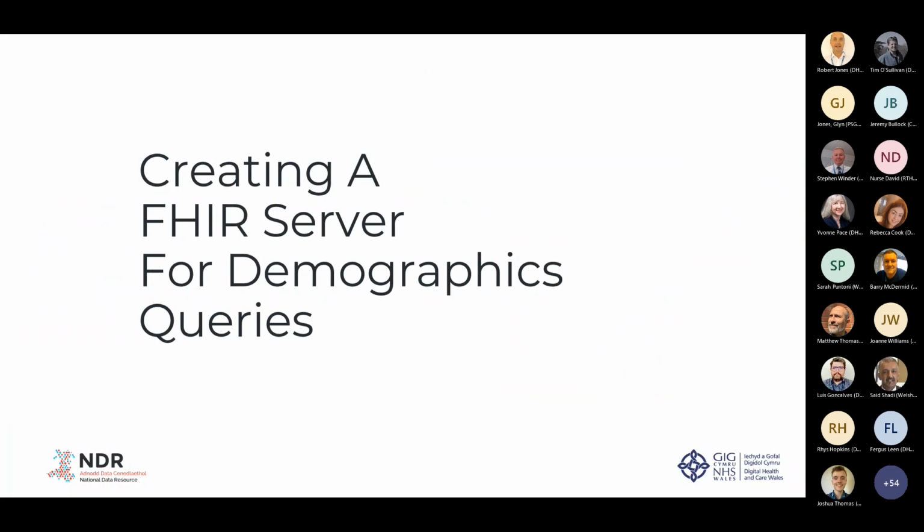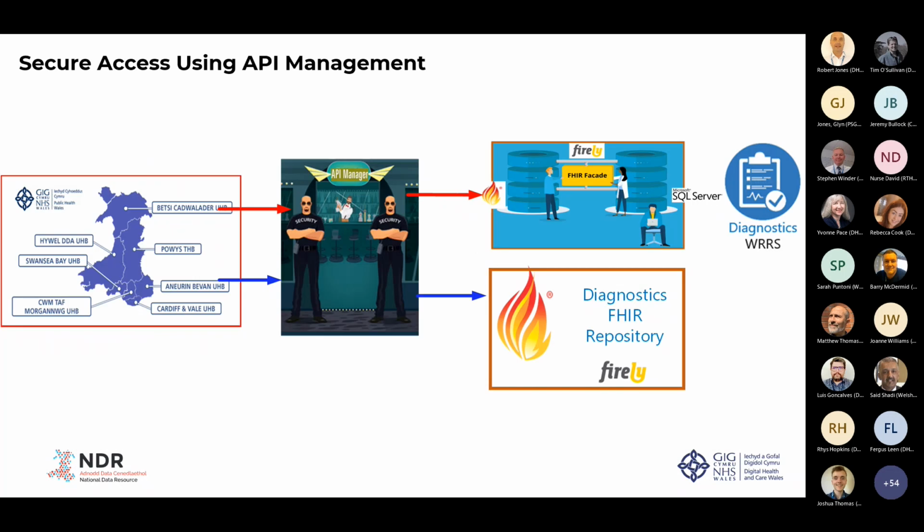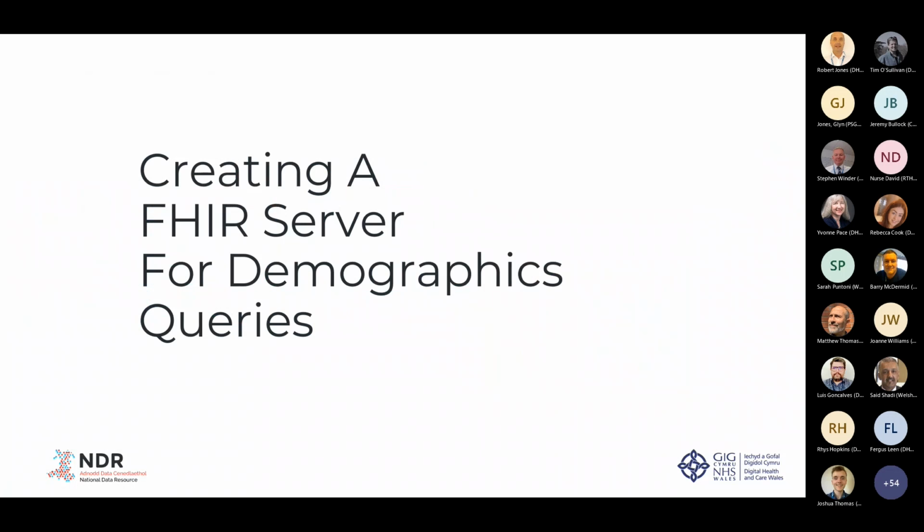So in terms of the FHIR server, whilst my diagram says diagnostics, because diagnostics was a good thing to talk about up until then, really we're focused in the first instance on diagnostics in front of the FHIR facade. The first repository that we'd like to create is a demographics repository. So that's the subject of the next few slides. Now, I've talked about the API management very briefly there.